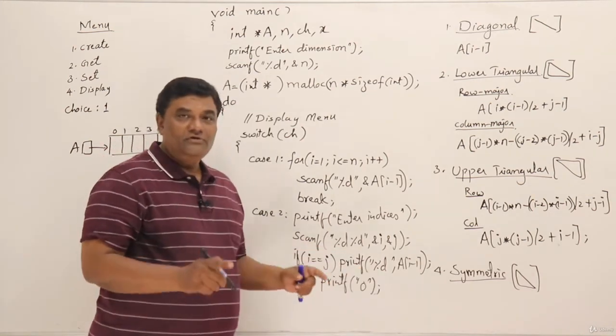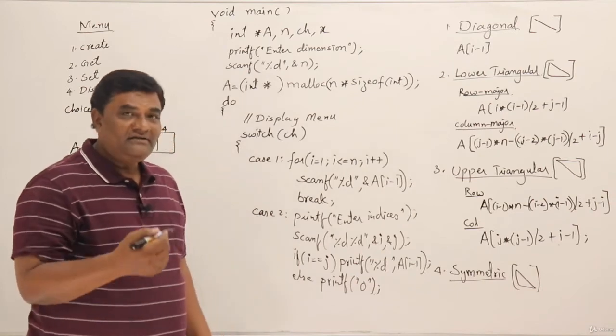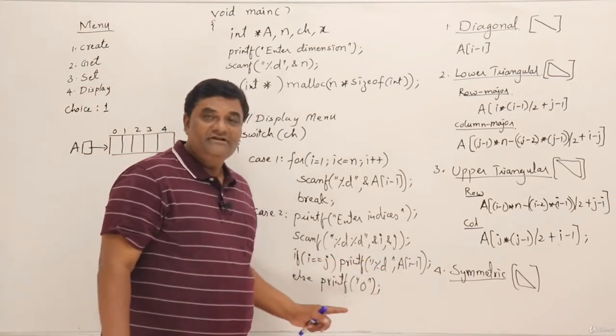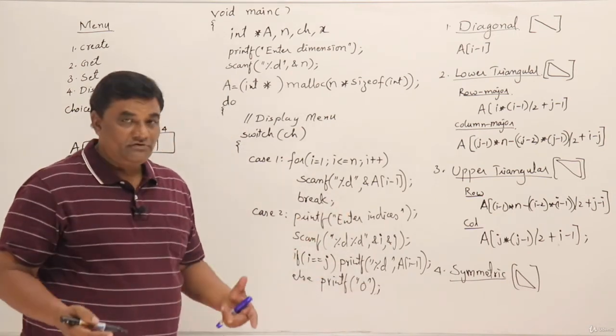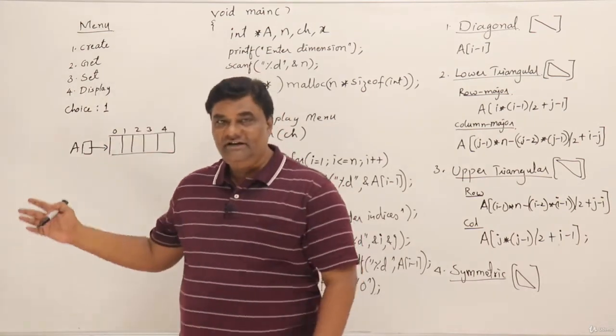So whatever the element you want to retrieve from that two-dimensional matrix, you can mention indices. If it is a diagonal index, then we get a non-zero element. If it is not a diagonal index, then we will get an element 0. So two cases are over. Now there is no space, so I'll continue here.